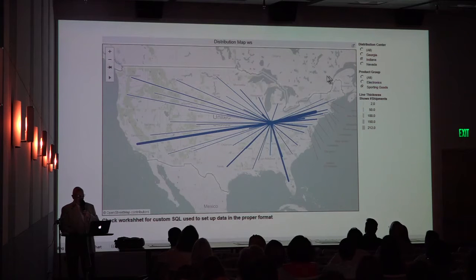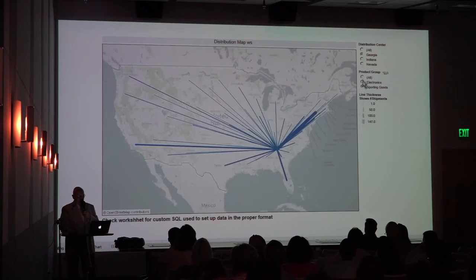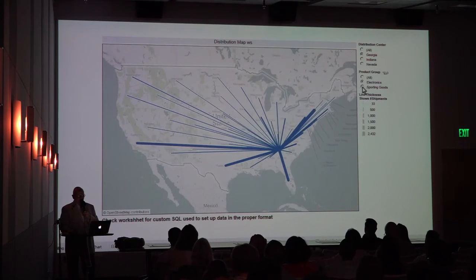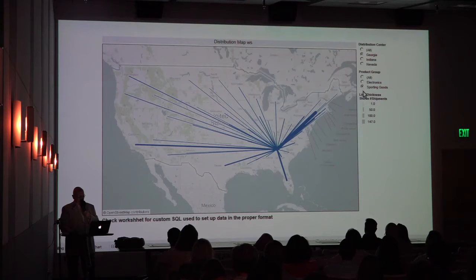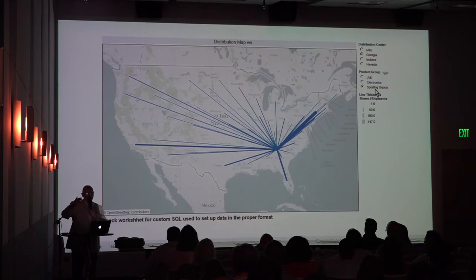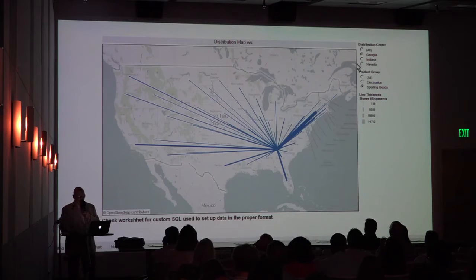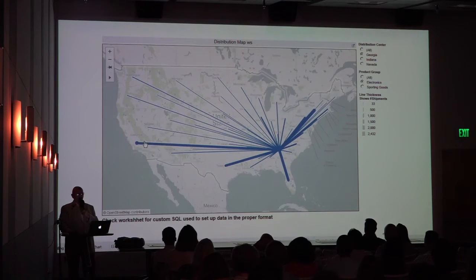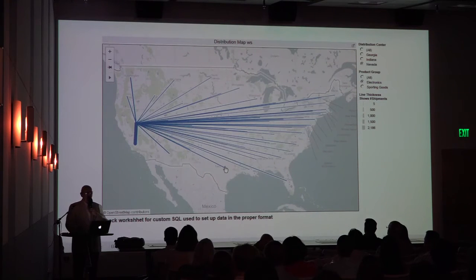This is a distribution map where we're saying from different distribution centers, different products are being shipped. Now, in the real world, we have 6 distribution centers and about 20 product categories. And one thing we found in one case, shipping from Georgia of one product, we had a lot going to California. Why do we have so much going to California? When the reality is we have a Nevada distribution center a whole lot closer to California.